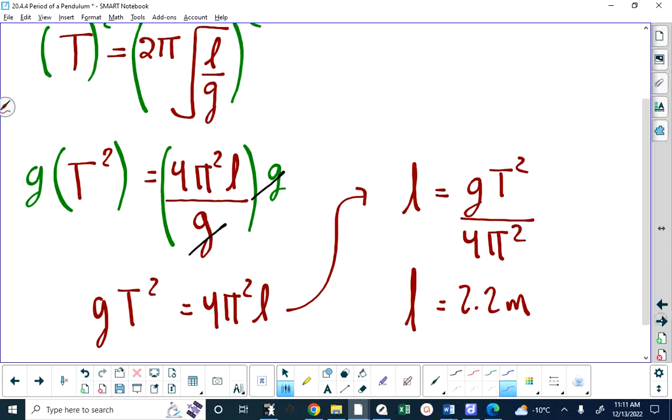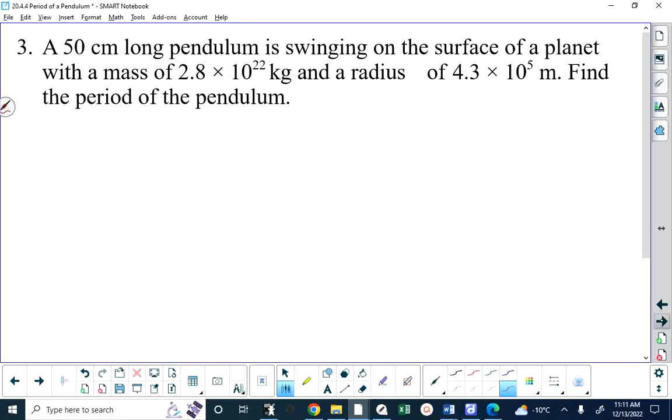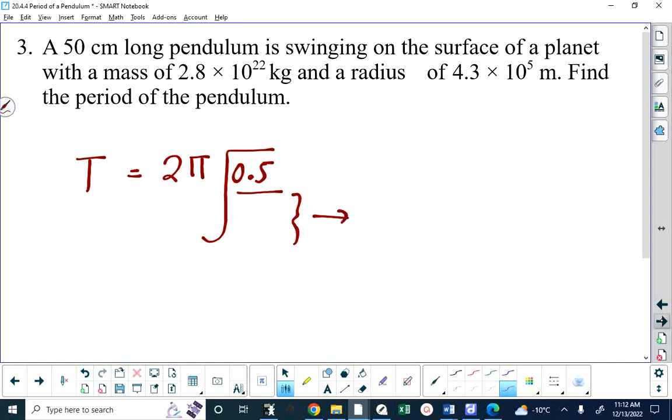Right? Number 3, a 50 centimeter long pendulum is swinging on the surface of a planet with a particular mass and a particular radius. What is the period of the pendulum? Well, the period of the pendulum is 2 pi root L over g. L is 0.5 meters, 50 centimeters, but g is not known. It's not on Earth. It's on an imaginary planet. So you're going to need to go to your formula sheet and see if you can find the formula that we use to determine gravitational field strength.